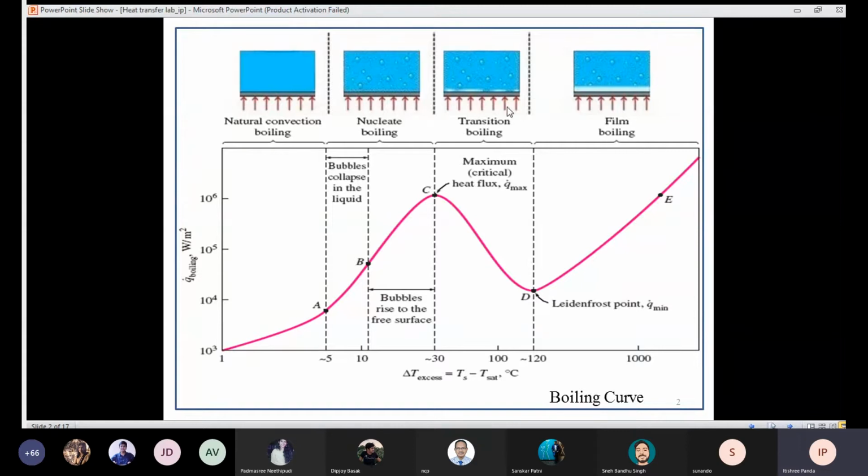We'll discuss this a little bit later. I'll just leave this portion for the time being, and we'll go to the film boiling first. So you have studied in your heat transfer course already, right? The film boiling is associated with a low value of heat transfer coefficient. So you get a very low value of heat transfer coefficient at some point in this film boiling region. That is definitely lower than what you get in the nucleate boiling, right?